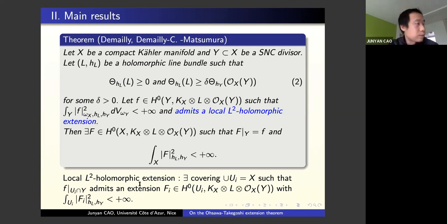And I will explain in a few minutes that there is an example due to Ohsawa, which shows that in general, in the case where Y is not smooth, the finiteness of the L2 norm of small f for this term could not imply that small f satisfies this local L2 extension condition. So this local L2 holomorphic extension condition is necessary in the case where Y is simple normal crossing.